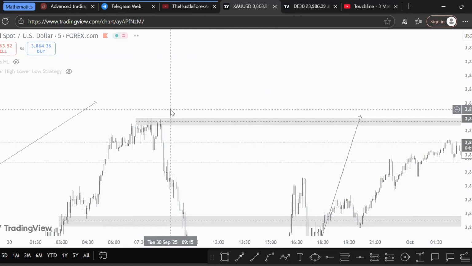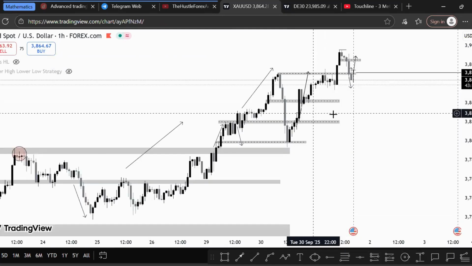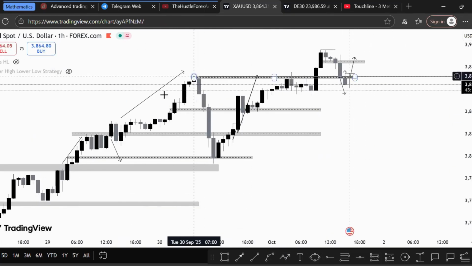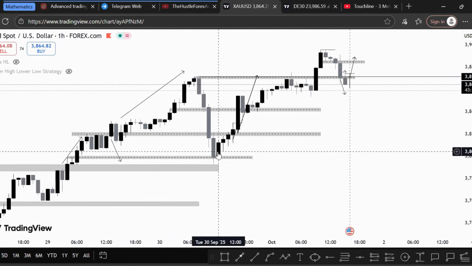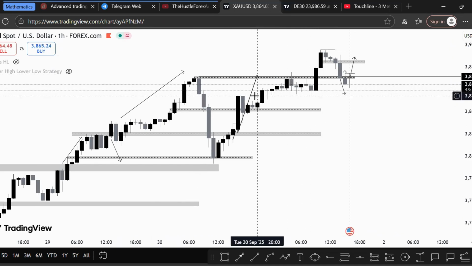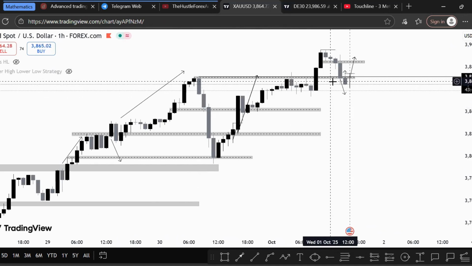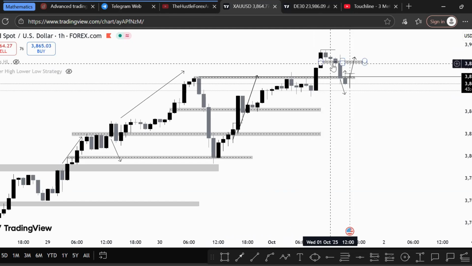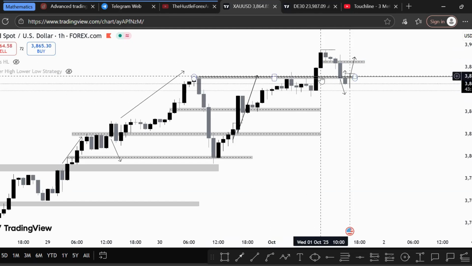Let me do this on the 1 hour. So as you can see, this was a higher high. Price came back to correct, shot up, and yes, we got an entry between some of these levels which were there when we took our entry to the upside. I remember when we took our entries.